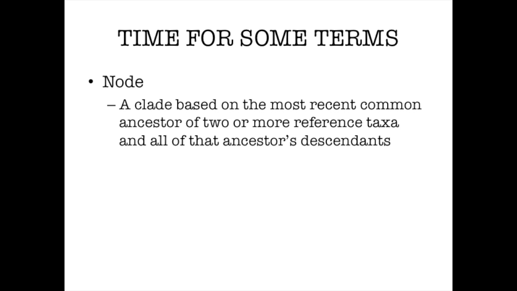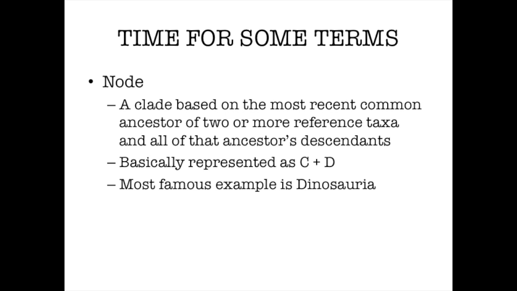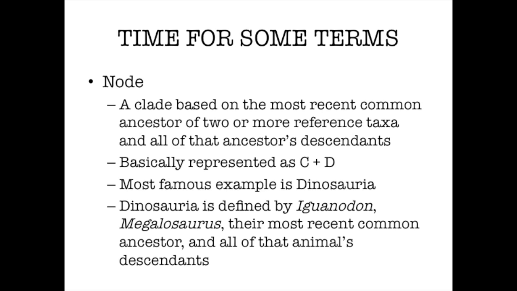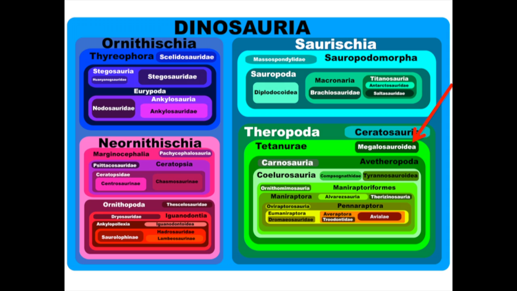Now, a node is a type of clade that is based on the most recent common ancestor of 2 or more reference taxa and all of that ancestor's descendants, basically represented as C plus D. The most famous example is Dinosauria, which is the clade of Megalosaurus and Iguanodon, their most recent common ancestor, and all of that animal's descendants. Shown here, Megalosaurus is in this group, Iguanodon is in this group, so Dinosauria is the group that includes both of them, which is this thing.